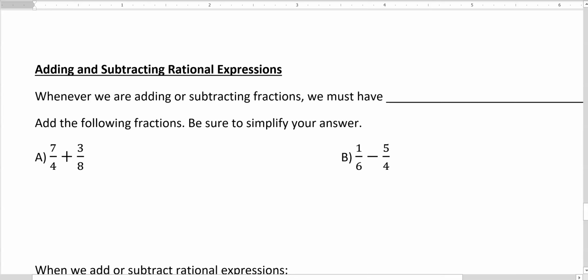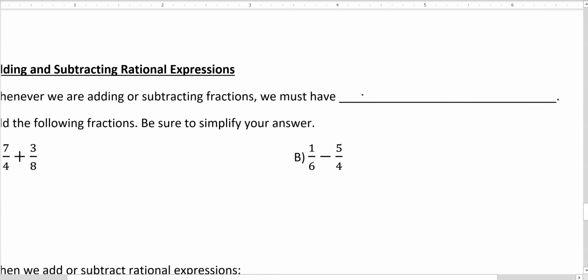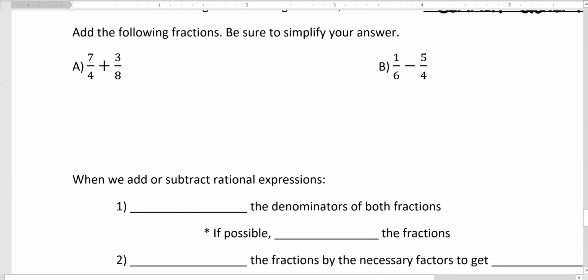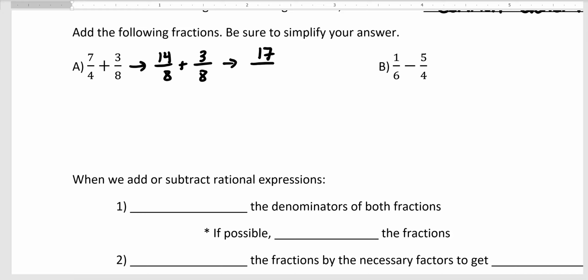Now remember, whenever we add or subtract fractions, we must have common denominators. That applies with rational expressions as well. They're still fractions. Gotta have common denominators. So let's do just some fractions to start. 7/4 plus 3/8. Common denominator could be 8, right? I can multiply my fraction here by 2 over 2. So that will become 14 over 8 plus 3 over 8. And then once they have common denominators, all I need to do is just add the numerators. So that will be 17 over 8. Remember, the denominator doesn't change when we add.